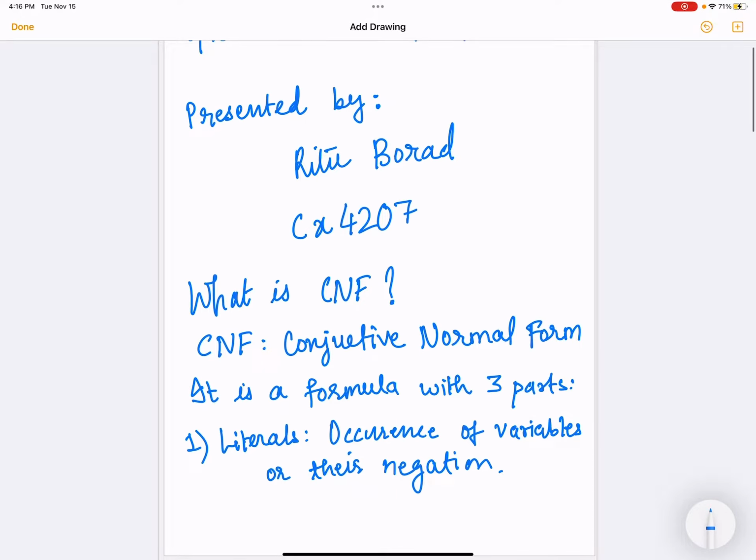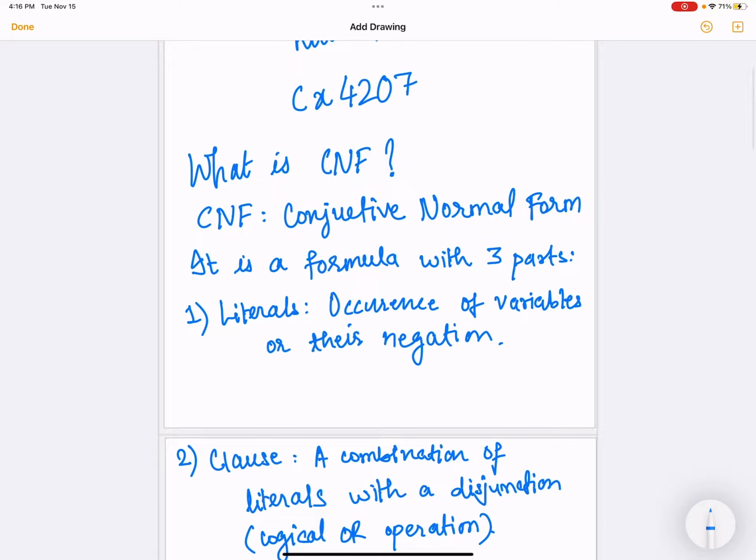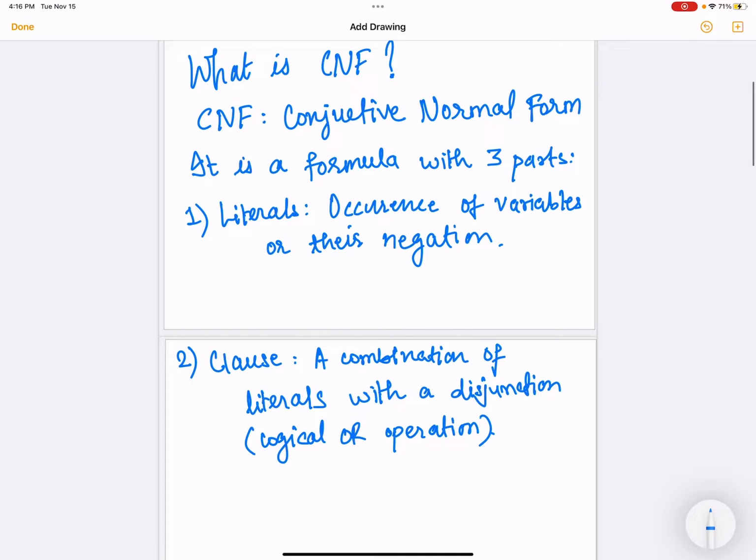So, let's start with the presentation. Let's first look at what is CNF. CNF is an abbreviation for conjunctive normal form and it is a formula with three parts. The first part is literals. So what are literals? Literals are nothing but occurrence of variables or their negation. For example, if we say x1, x2, negation of x1, negation of x2, all these are literals.